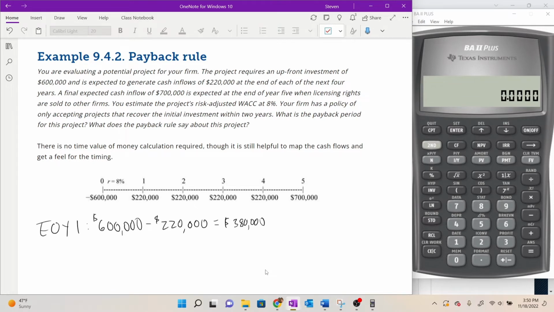All right, so now once we know what's left to recover at the end of year 1, we'll look ahead to the end of year 2 and see what's coming in at that point and see if that's going to recover the initial investment. And in this case, it's not. We've got $380,000 to recover and $220,000 coming in. So we know we're going to have to look ahead a second year. So we'll go ahead and keep track of that second year. We started the year with $380,000 to recover. At the end of year 2, we have $220,000 coming in. So when we do that subtraction, we'll have $160,000 left to recover.